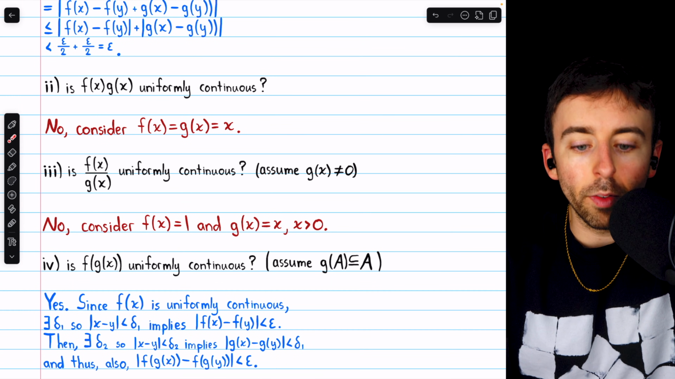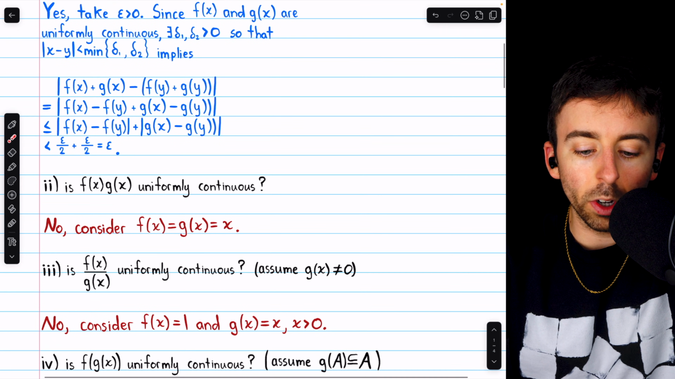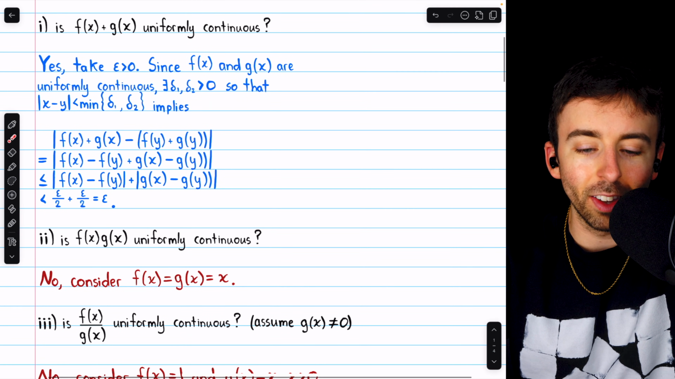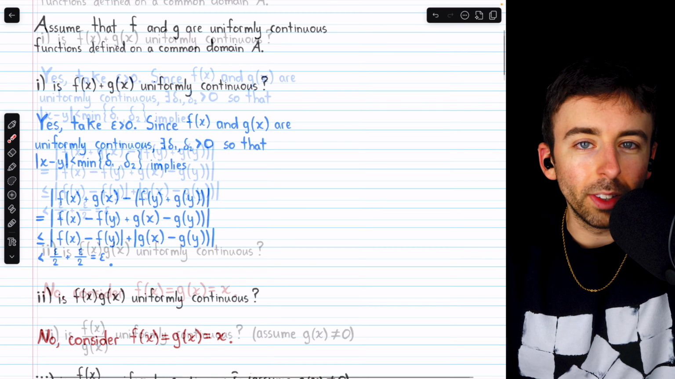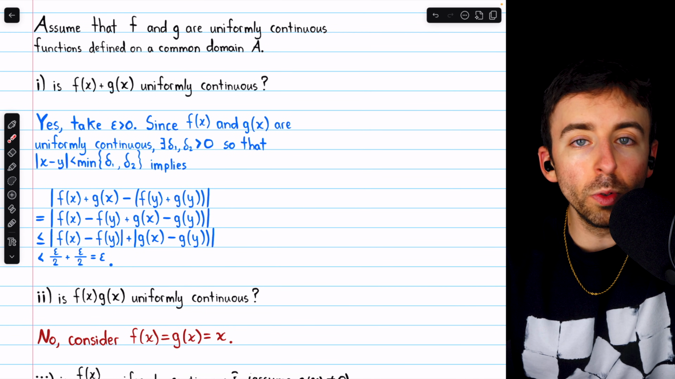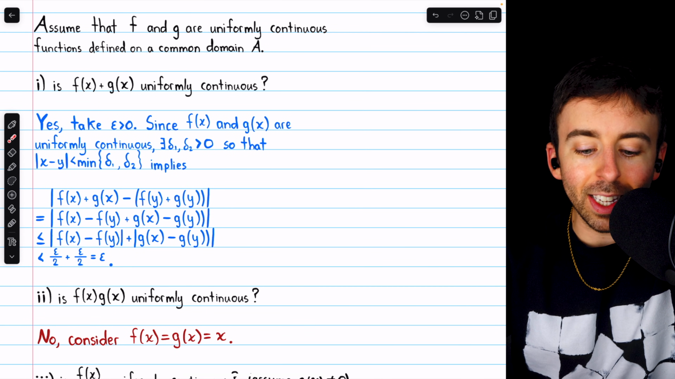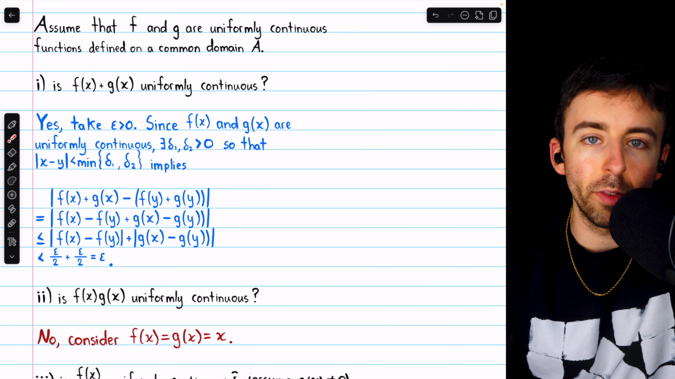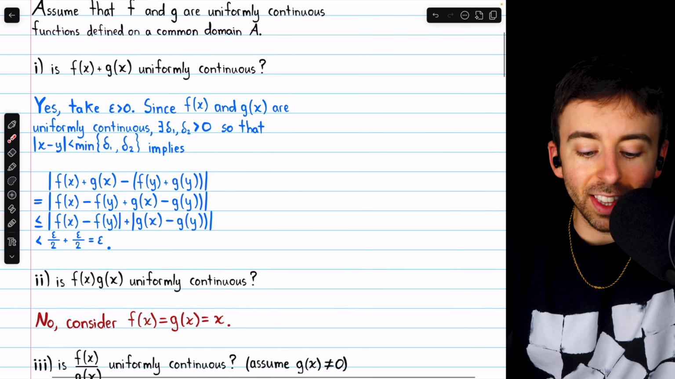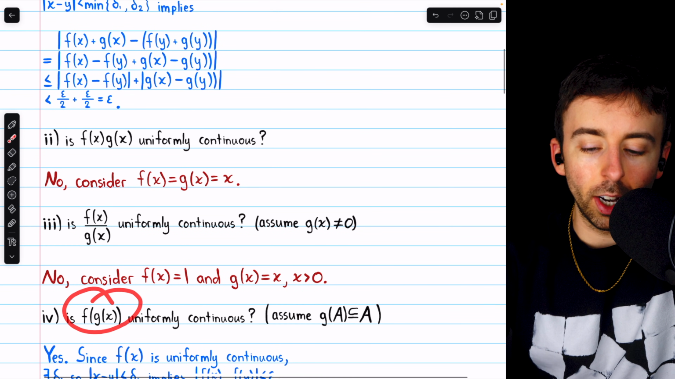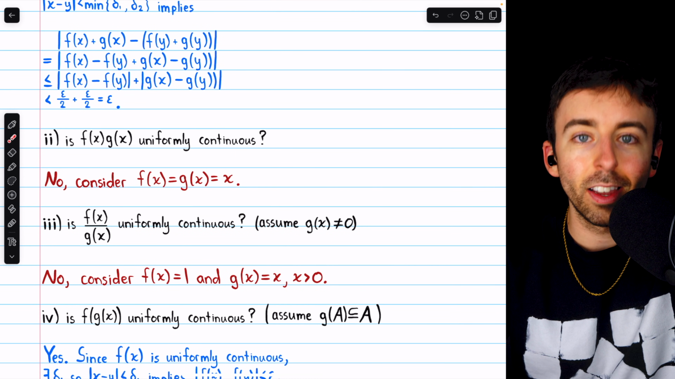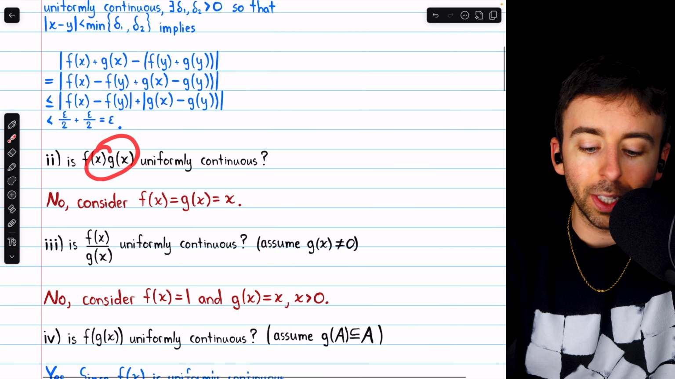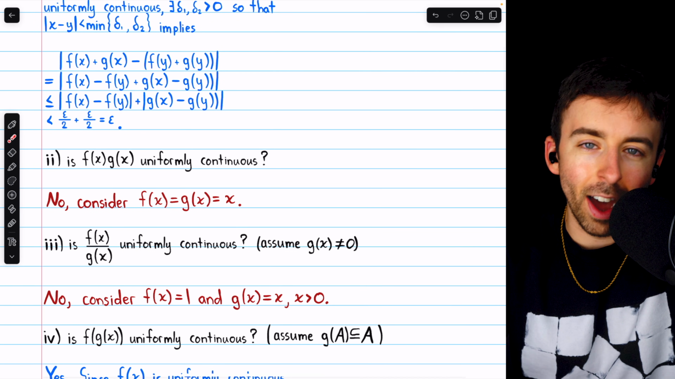So combinations of uniformly continuous functions don't work quite as nicely as combinations of continuous functions. You can see that there's definitely some room to lose uniform continuity, but at least in the case of summation, and thus subtraction as well, if we were doing minus g of x, that would work as well. At least in the case of that and composition, uniform continuity is preserved. In the case of multiplication and division, not necessarily.